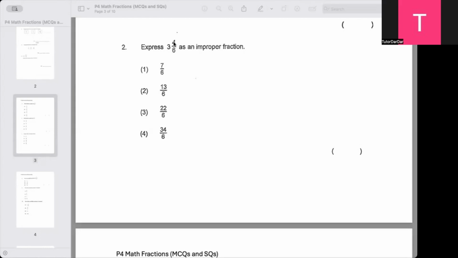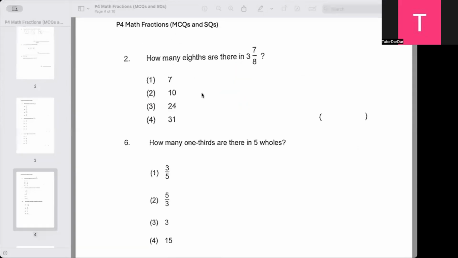Express 3, 4/6 as an improper fraction. So let's do this. 3, 4/6. We will rewrite the denominator, which is 6. Now, 6 times 3, you get 18. 18 plus 4, you get 22. So the answer is 3.